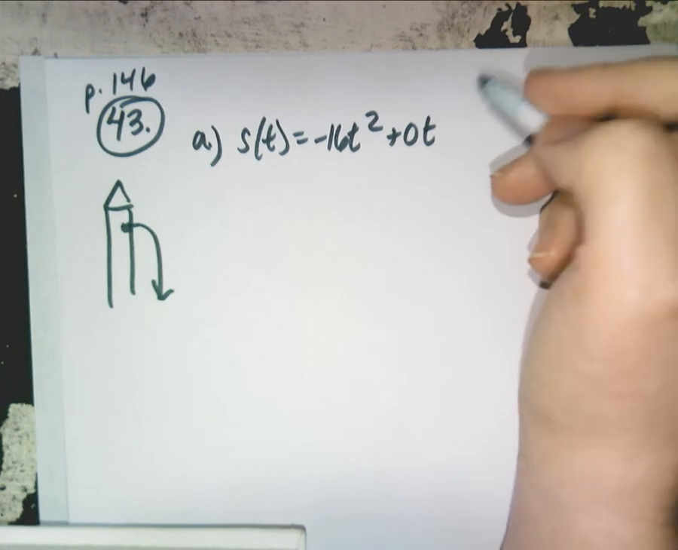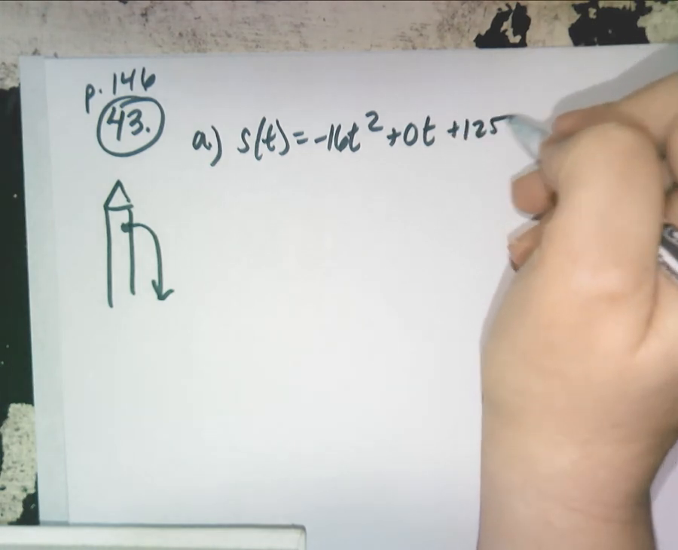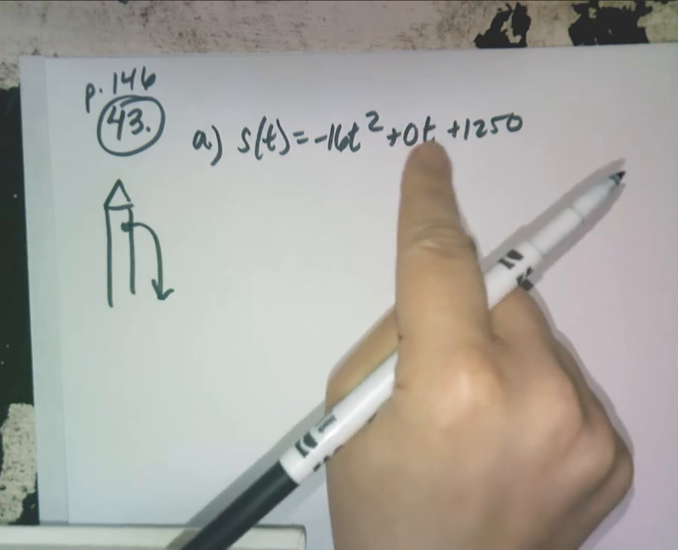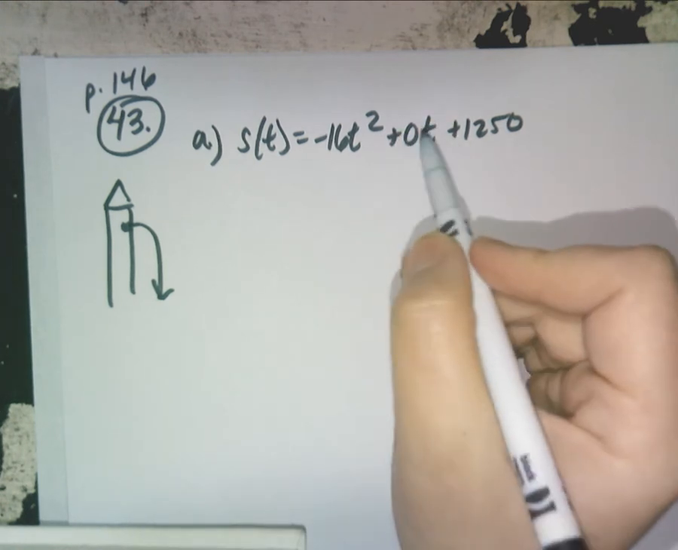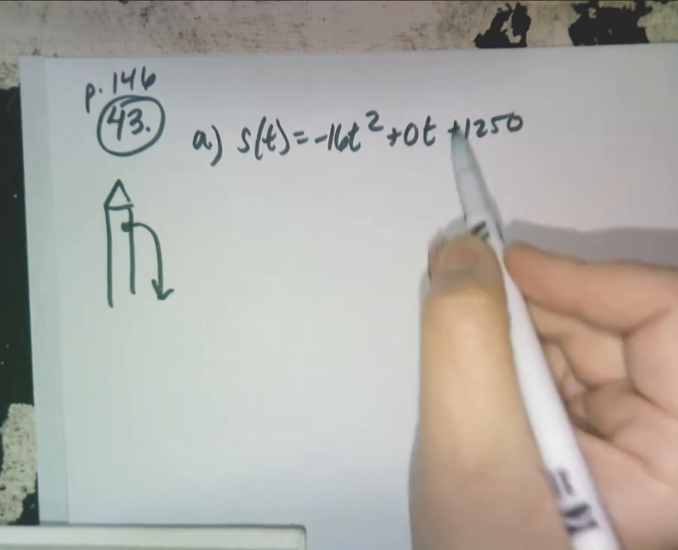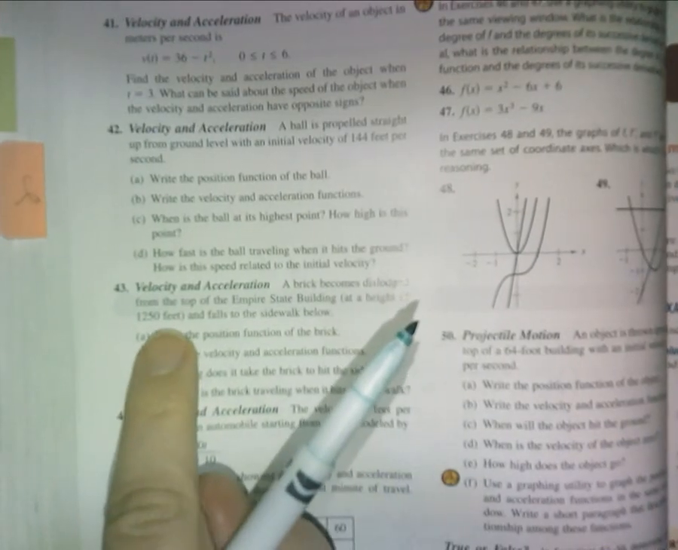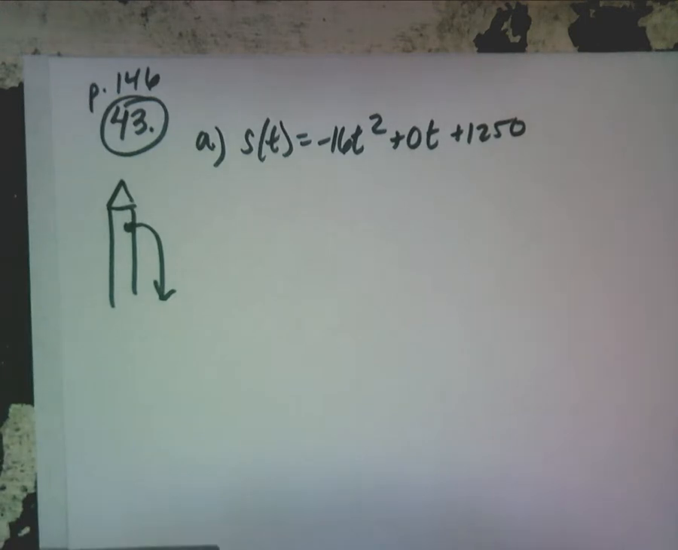But it's at that initial place, okay? So you don't have to put this 0t here, but I'm just putting it there for you. That's the initial speed. And the initial height, because it said from a height of 1,250. Okay. So we did part A.